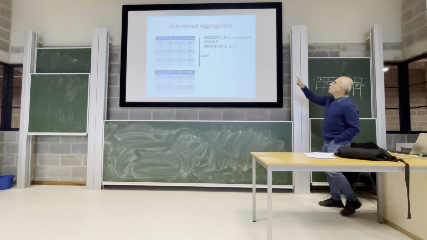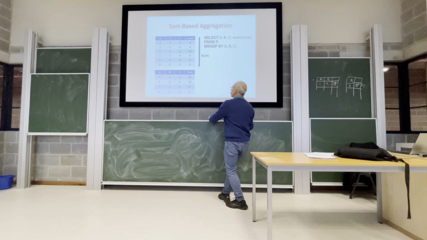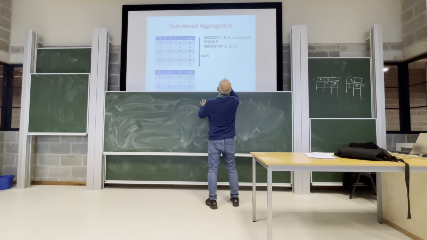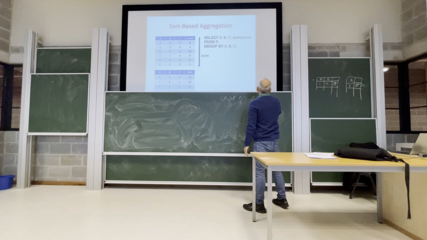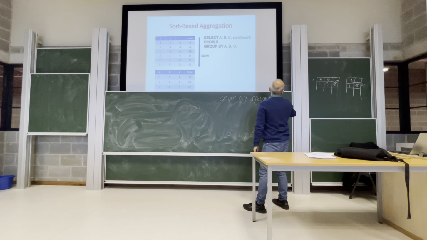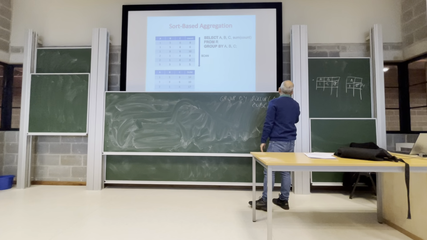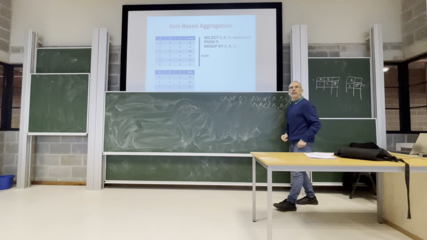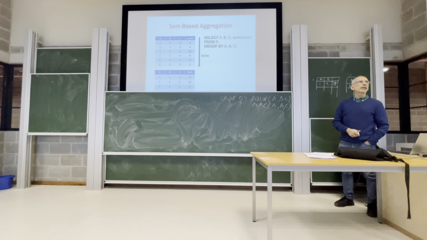What happens if you ask how to do this? You remember group by rollup and group by cube that we can put here in the SQL query. This is the easiest case, but you can do group by and then rollup ABC, or you can do cube ABC. You remember the difference here or not? What is the main difference?